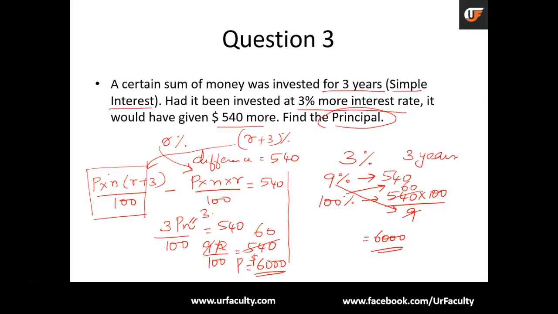I repeat it. This is the easiest way to do this problem. You need to basically understand that the increase is because of the percentage and the number of years, and the combined value is basically 9%, and 9% of the total principal is actually yielding you 540 extra. If 9% is 540, what would be 100%? How do you calculate that? You just need to do this cross multiplication, which is basically 540 into 100 by 9, and you get 6,000. I hope you understand this.